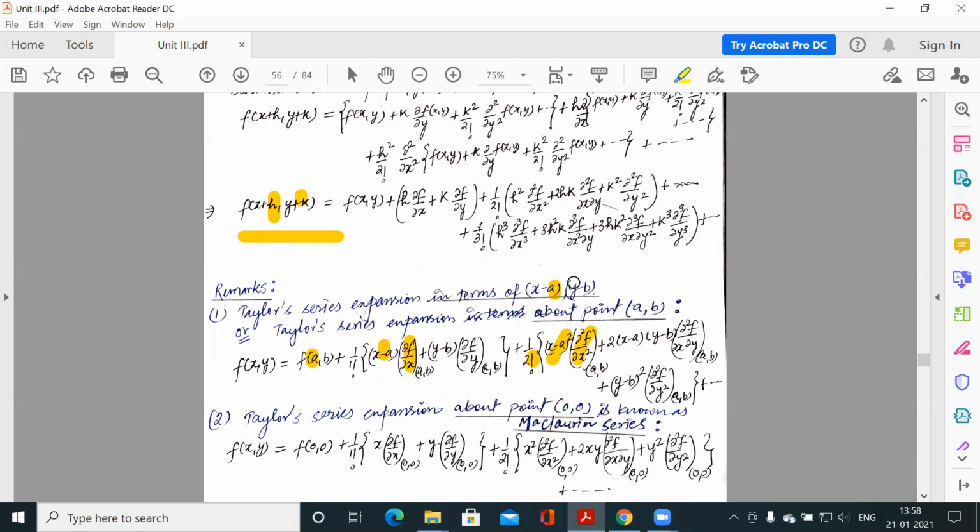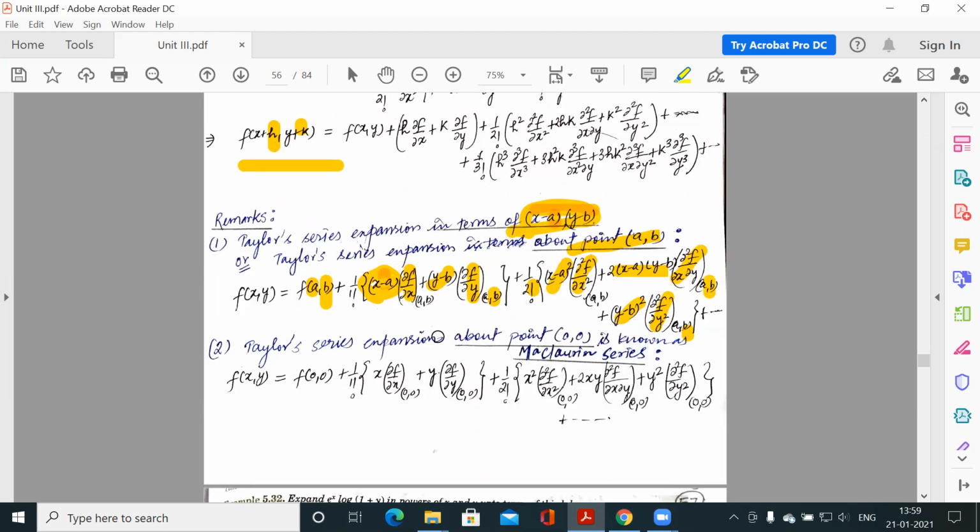Similarly, now we have two points. So we have the expansion about point a b, or we say it is in powers of x minus a and y minus b. Now we have two variables, so simultaneously we have to deal with two variables. So f of a b, plus x minus a del f over del x, and the second term y minus b del f over del y at point a b, then (y minus b) square by factorial 2 del 2f over del y square at a b, and 2 times (x minus a)(y minus b) del 2f over del x del y at a b. Similarly the other terms.